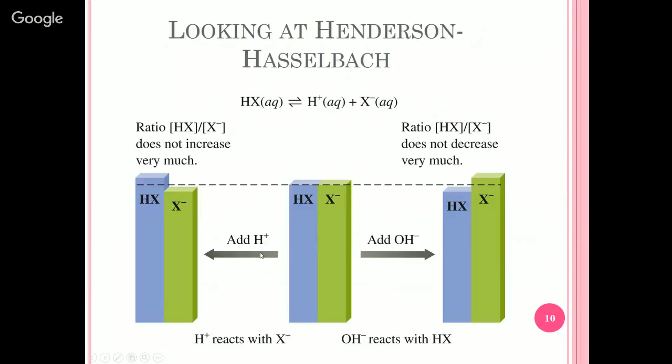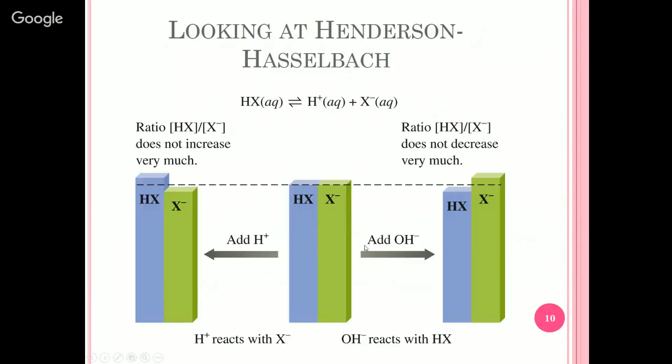If we add H+, we're adding acid. So the acid cannot react with the acid that's already present. The acid reacts with the base. H+ plus X minus gives us HX, which is why we see an increase in the concentration of our weak acid, and a decrease in the amount of X minus that is present, because these things are in equilibrium with each other. One goes up, one goes down.